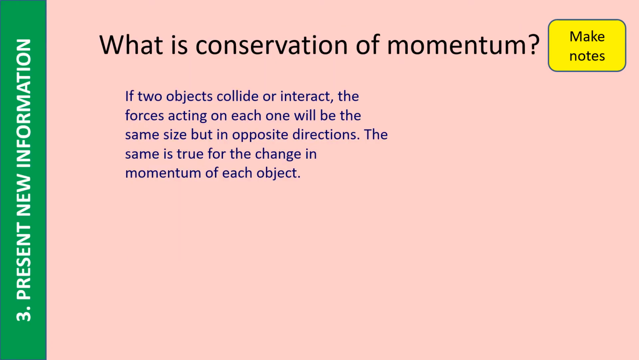This leads us on to the idea of something called the conservation of momentum. If two objects collide or interact, the forces acting on them are the same size but in opposite directions, and the same is true for the momentum of each object.